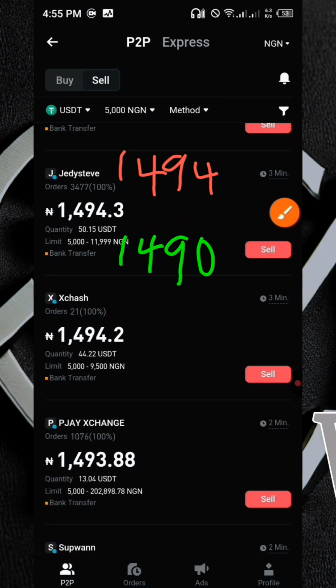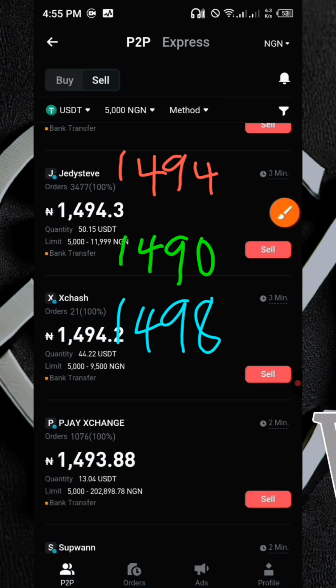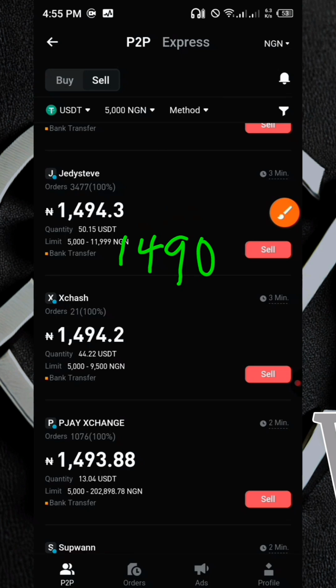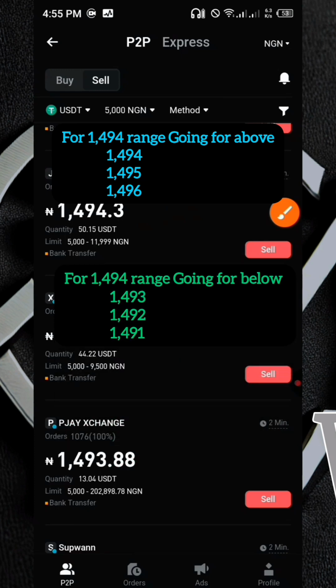And imagine if you set it at a price of 1497 or 1498, you have gone above the profit margin of 3 again, because the price at which your fellow merchants are trading is in the range of 1494. You check the first merchant that you see on the market, you check his price range, and if his price range is 1494, you have to maintain a profit margin of 3. Either you go to 1494, 1495, 1492, 1491. Those are maintaining the profit margin of 3.